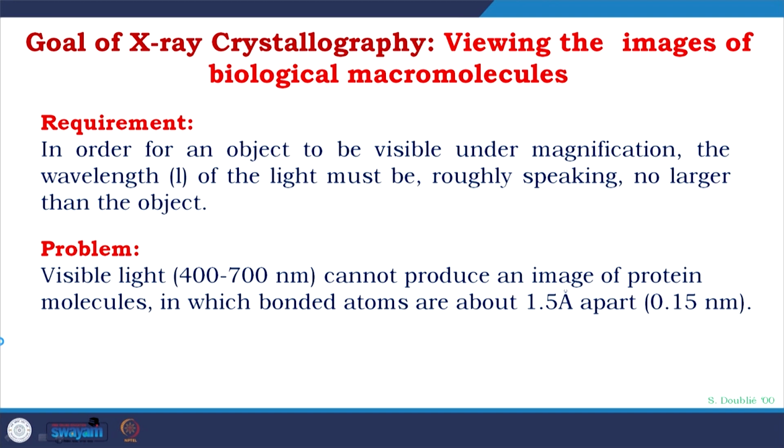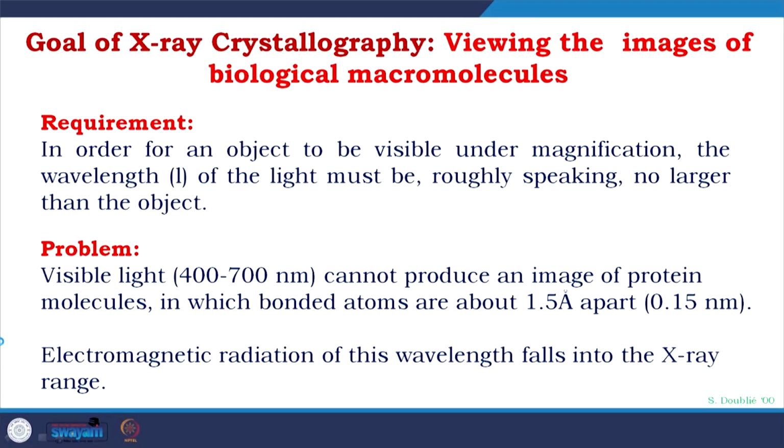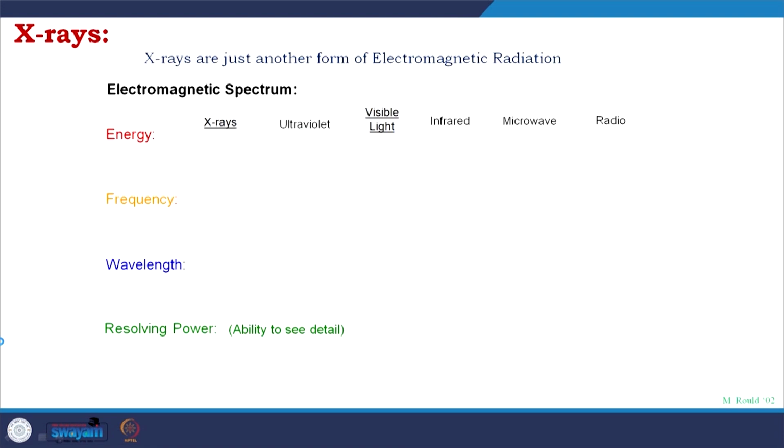If you think, a protein molecule is made of carbon, nitrogen, oxygen and bonded with sulfur and phosphorus. So, most of the bonds are around 1.5 angstrom, and it is impossible for light microscopy to go there and help you visualize that. So, you need other things. Electromagnetic radiation is the other thing. Electromagnetic radiation having wavelength falls into the X-ray range.